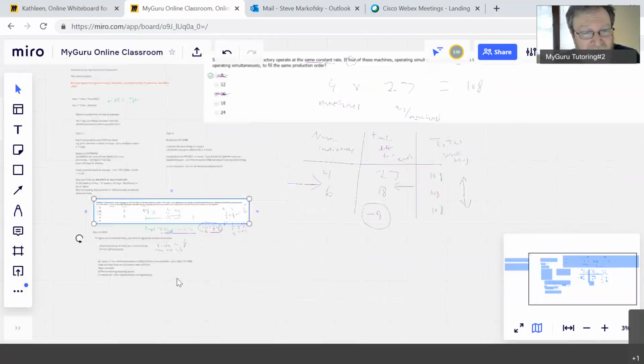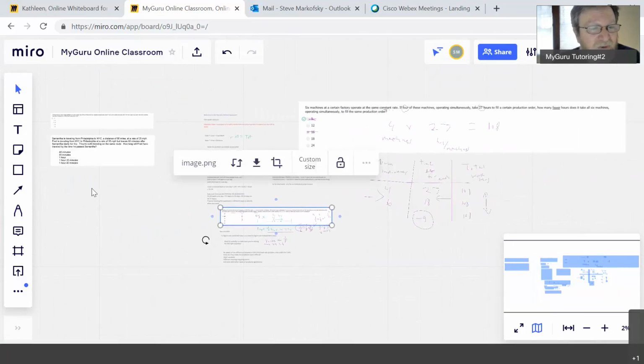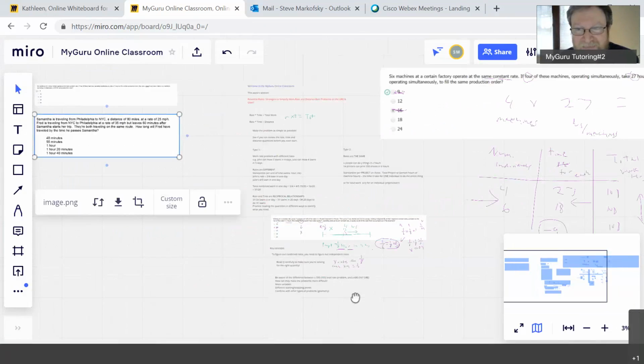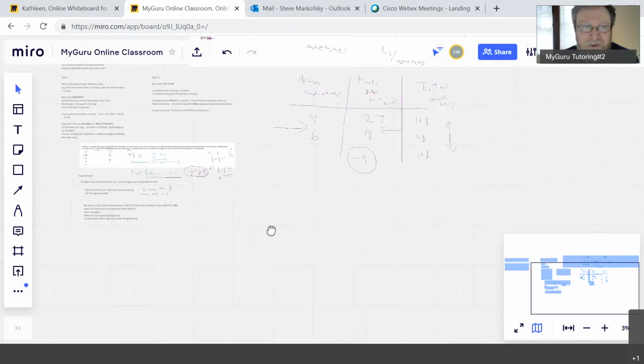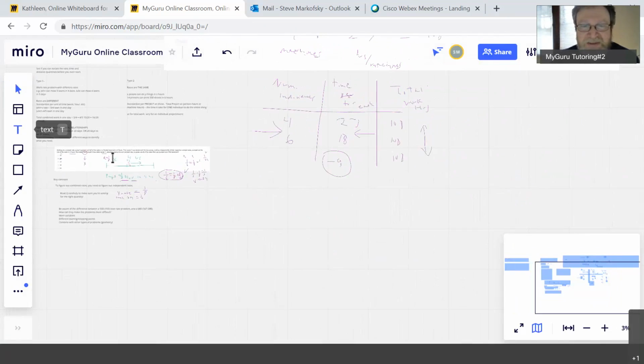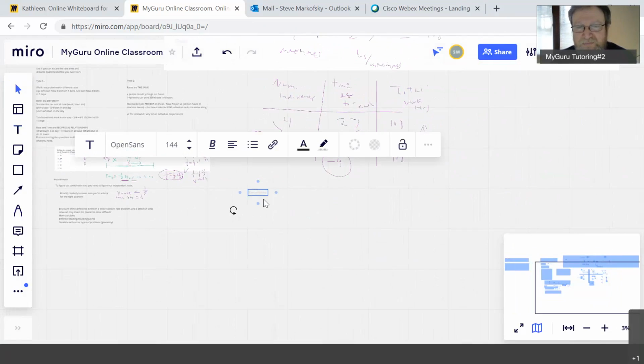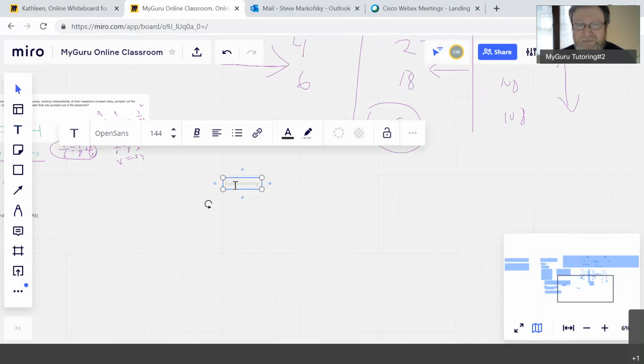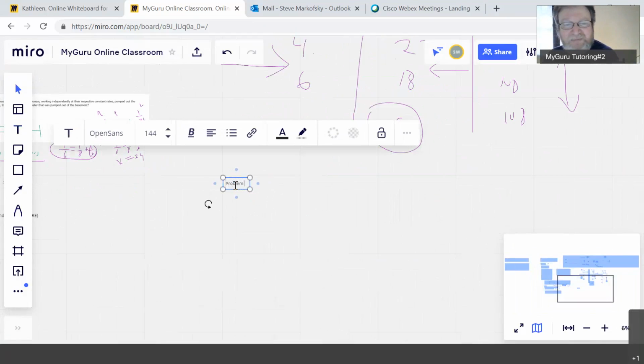So, okay, now moving on to the next type of rate problem, which is going to be rate time distance. Okay, problem type 3.